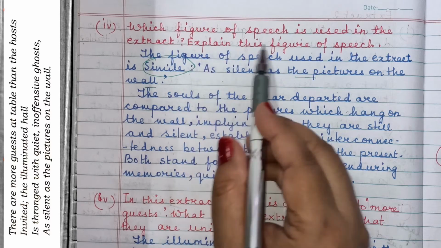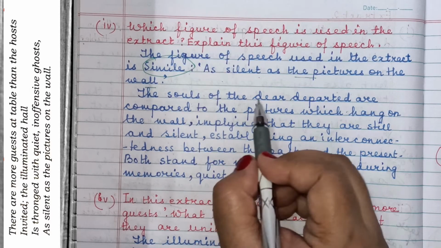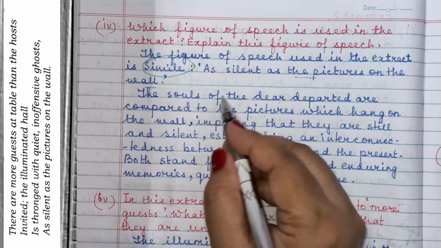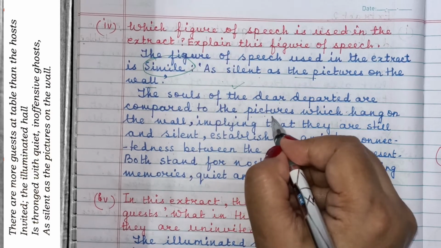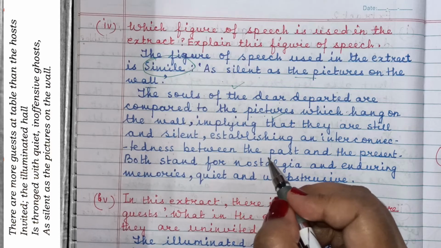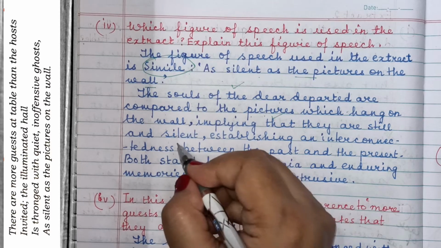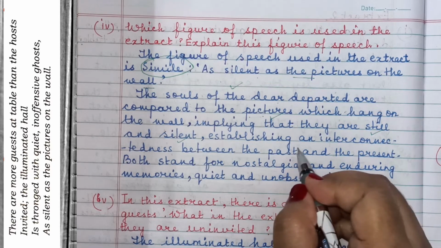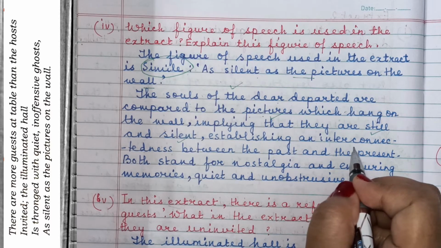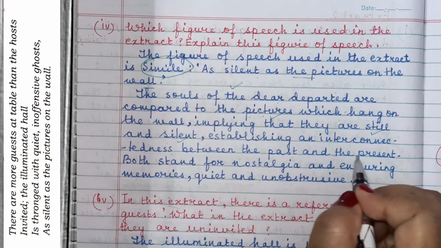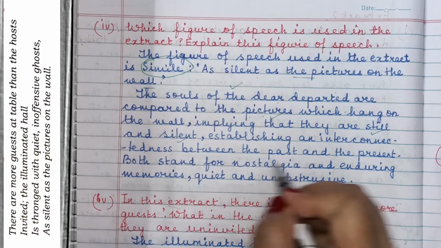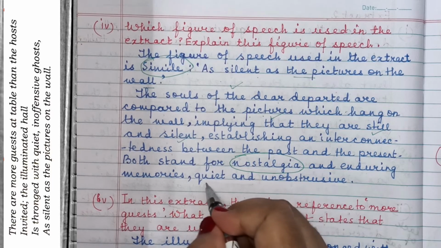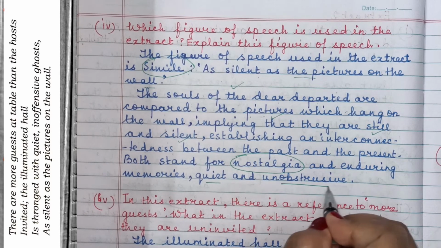Now you will have to explain this figure of speech. The souls of the dear departed are compared to the pictures. 2 different things. Souls of the dear departed and pictures which hang on the wall, implying that they are still and silent. Static and silent. Establishing an interconnectedness between the past and the present. Both stand for nostalgia and enduring memories, quiet and unobtrusive.